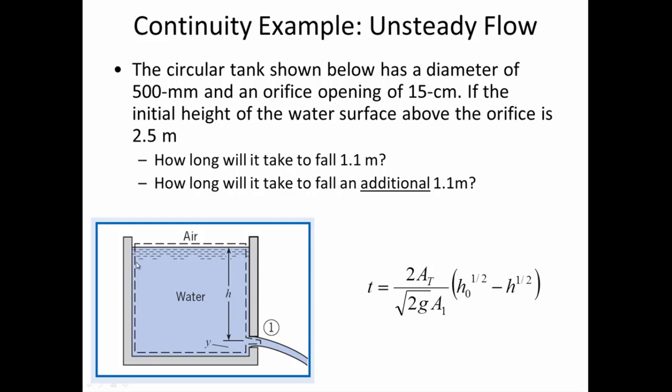The diameter of the top of the tank is given as 500 millimeters. In other words, it's a half meter in diameter. The opening of this orifice that water is shooting out of is 15 centimeters, 0.15 meters. The initial height of the water surface is 2.5 meters above the center of the orifice opening, and we want to find out how long it will take to fall 1.1 meters. And then the second part of this example is how long it takes to fall an additional 1.1 meters.